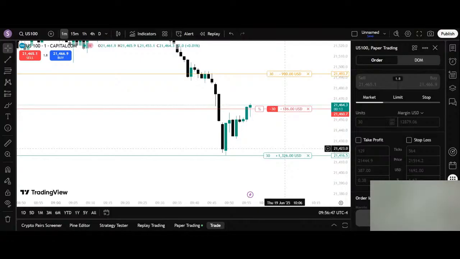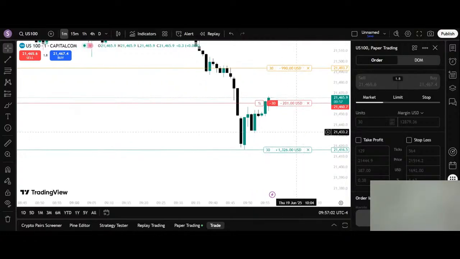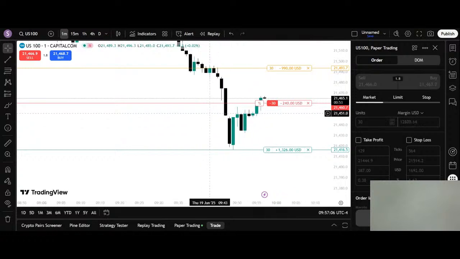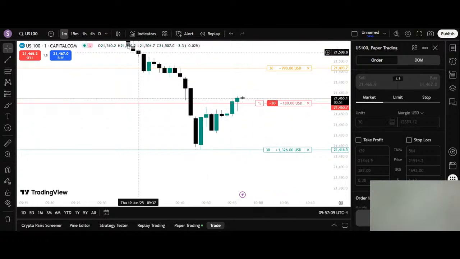I'm going a little against our strategy right now, because normally when one side's liquidity is taken, we take the trades in the opposite direction. A lot of sell side is taken, but I'm still bearish on the price. Let's see.